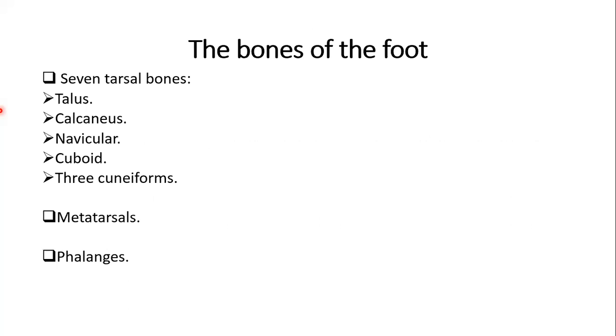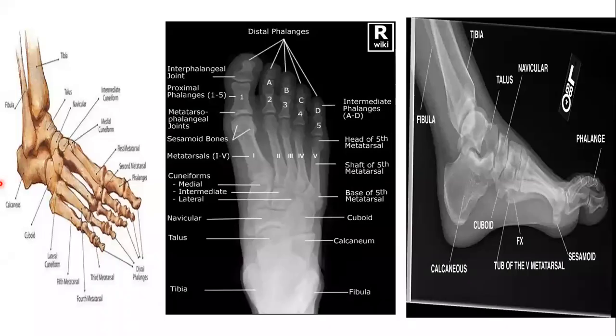Bones of the foot. We have 7 tarsal bones: talus, calcaneus, navicular, cuboid, and 3 cuneiforms. We have metatarsals and phalanges. So we have talus, calcaneus, navicular, and 3 cuneiforms, and we have metatarsals and phalanges.